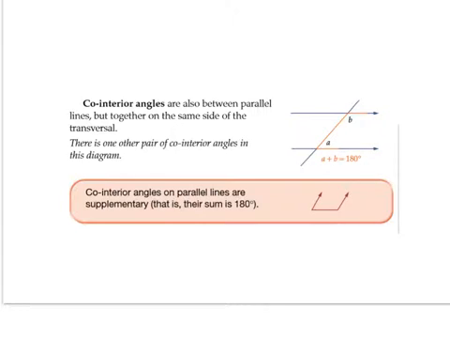There is one other pair of co-interior angles in this diagram, okay? Now, the other pair of co-interior angles would be over there and over there, okay? So it would make the shape like that. One thing you've got to remember with co-interior angles is they equal 180 degrees. So if this one was 80, this one would be 100. So if they give you one, you would be able to work out the other one.